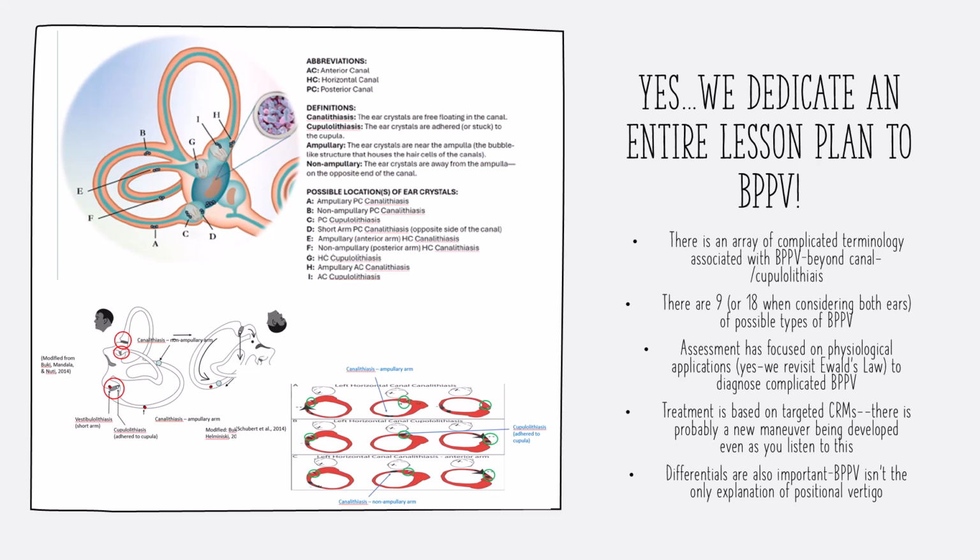There's an array of complicated terminology associated with BPPV, and this is beyond what we may be used to hearing in regards to canal or cupulolithiasis. Now we're discussing non-ampullary posterior canal lithiasis, short arm posterior canal lithiasis, ampullary or the anterior arm of horizontal canal lithiasis. Just an expanding use of different types of BPPV. There are currently 9, or when you consider both ears, 18 possible types of BPPV.